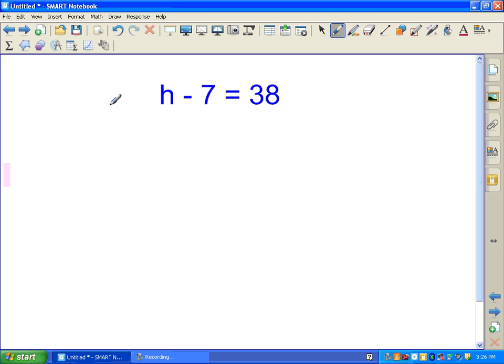And so I can also do this with subtraction. Again, I'm going to start by putting my line down here. And then I'm going to say, okay, I have subtraction. That means I'm going to do the opposite, or add. And whatever I do over here, I have to do the same thing on this side. And negative 7 plus 7 is 0. So all I have is h. And 38 plus 7 gives me 45.